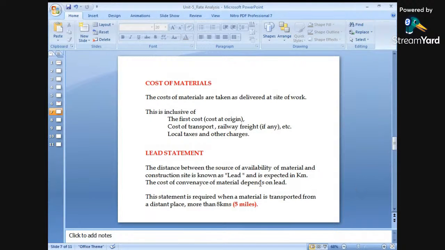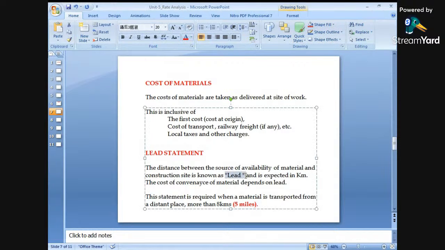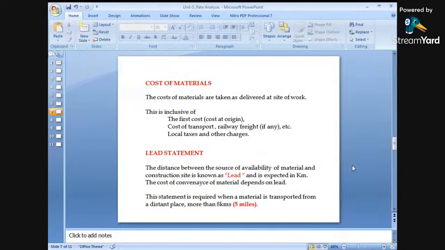The distance between the source of availability of material and the construction site. That means this horizontal distance covered, from the point at which it has been available to the point where it has been used, is nothing but the lead. If it is more than 8 kilometers, an extra amount will be added for the transportation in the total cost.